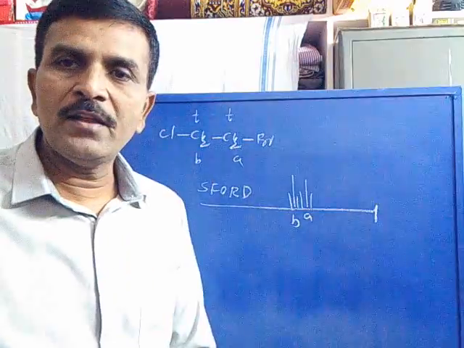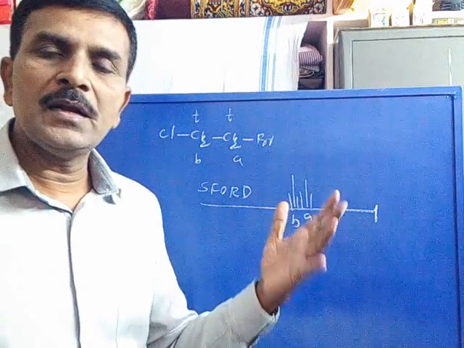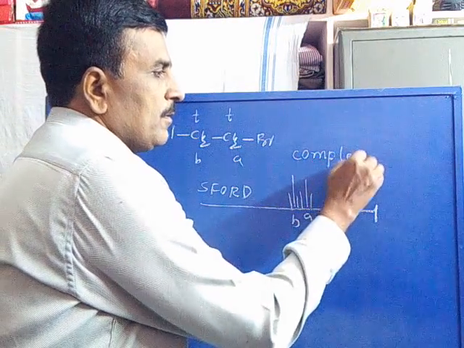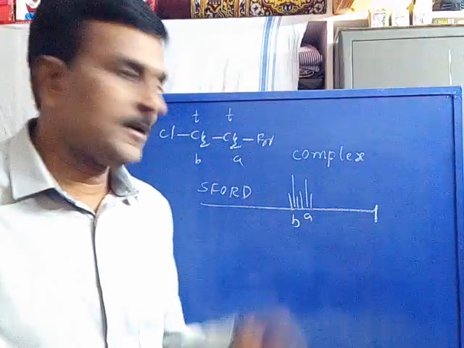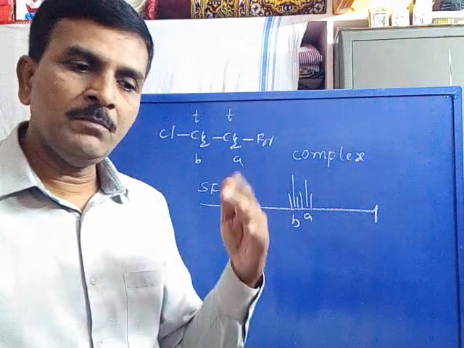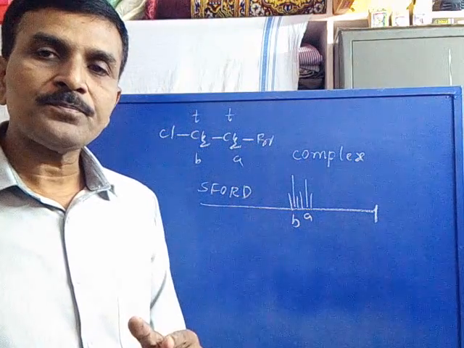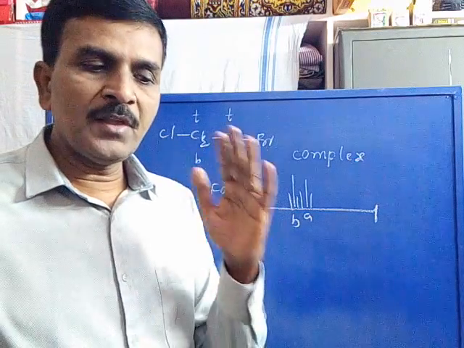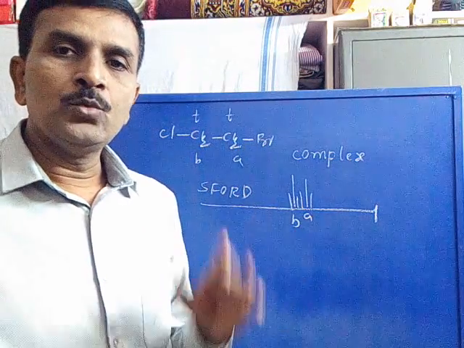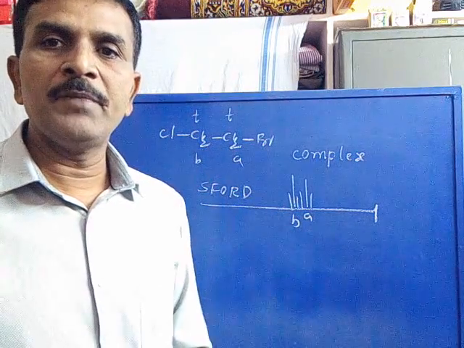This is the SFORD spectrum. Now, when the signals are overlapped, again it results in a complex NMR spectrum. We know the interpretation of a complex NMR spectrum to get the information is highly difficult. Therefore, where the signals get overlapped in the SFORD experiment, those molecules are also studied by the selective proton decoupling method.